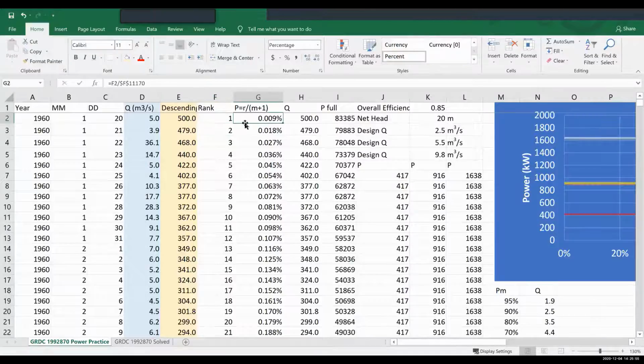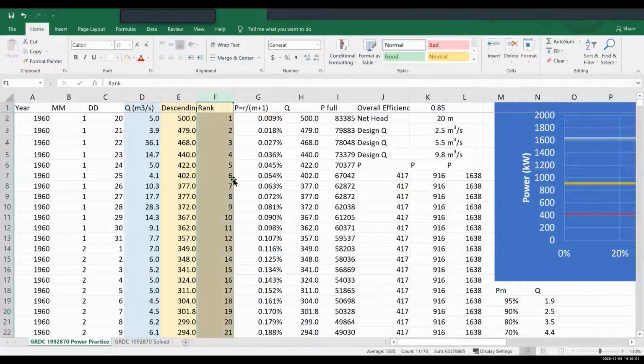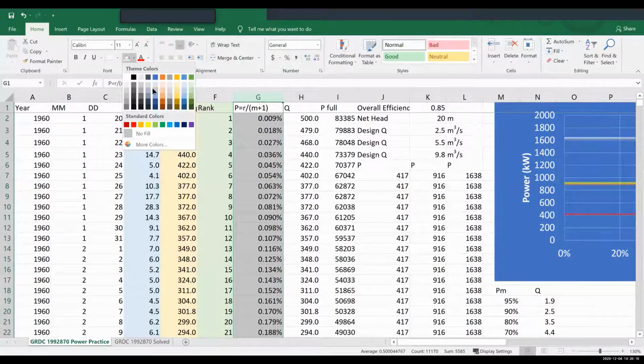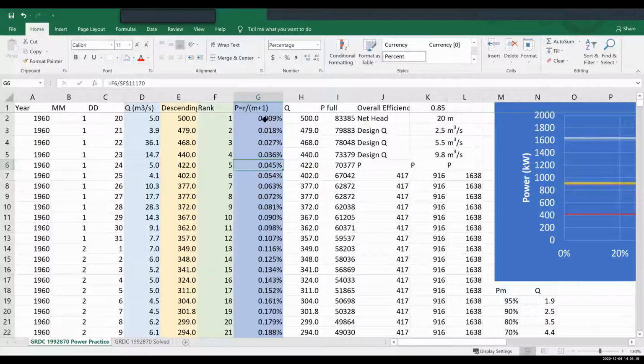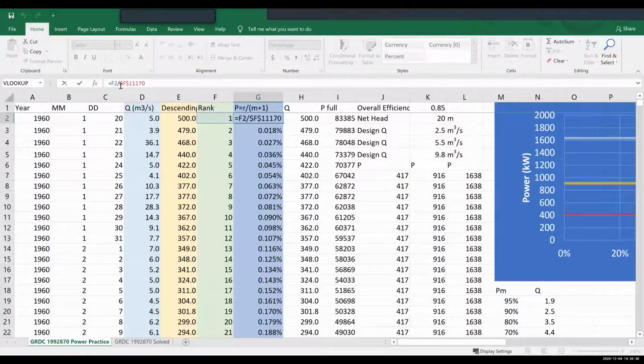Then the probability of this data is, so you do this also, and okay, this part is done. This is actually automatic, because I already put the ranking here. Then you calculate the probability of this data. The formula we use here is this rank divided by the maximum data plus 1.